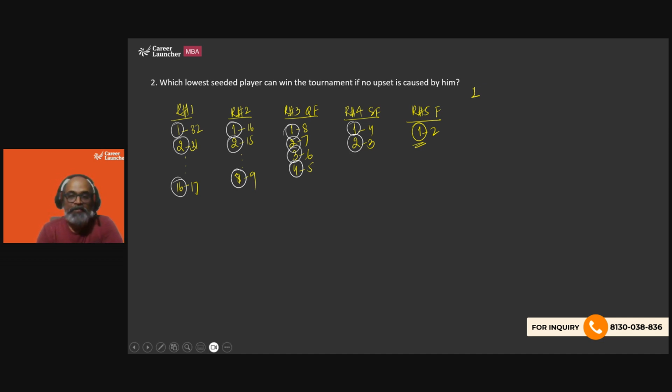Because eventually 1 will reach the finals, right? So 1 is going to face someone who has a higher seed number. If that person wins, then that's an upset. Since we do not have any upset in the entire tournament, 1 will always be the one who wins the tournament, the best seeded player. Either way, it's always 1 if there are no upsets.